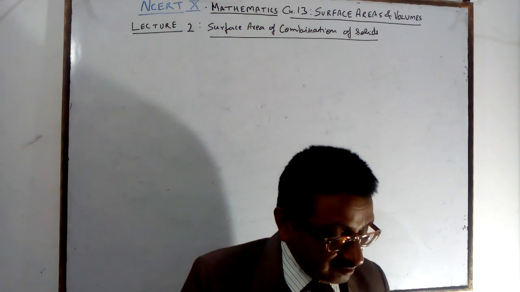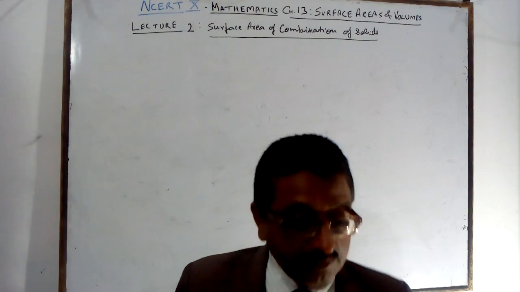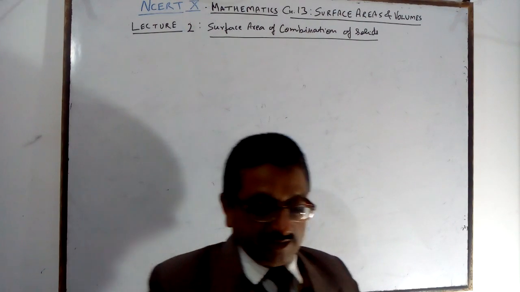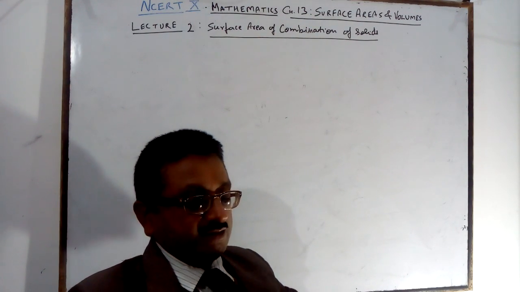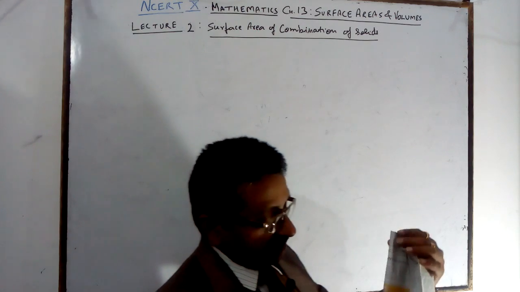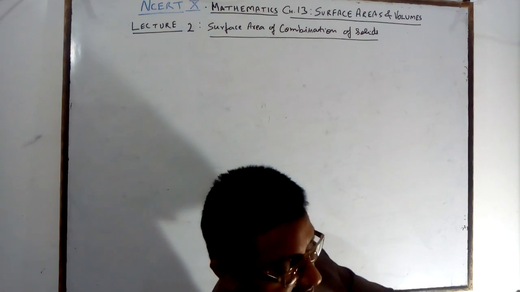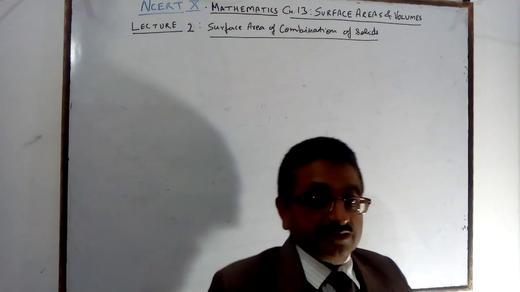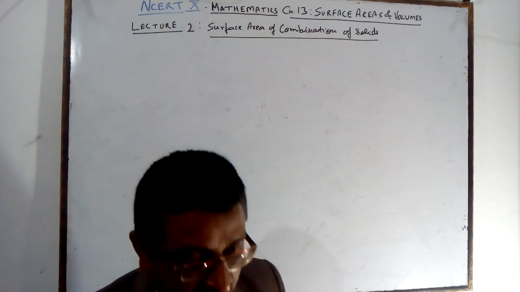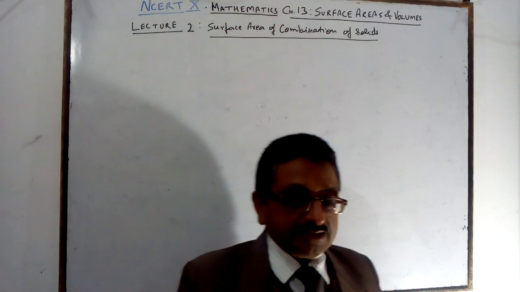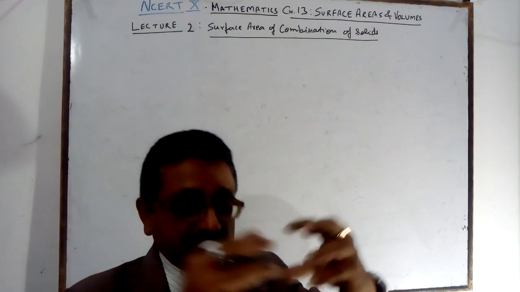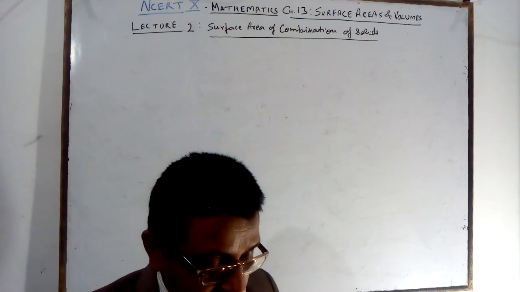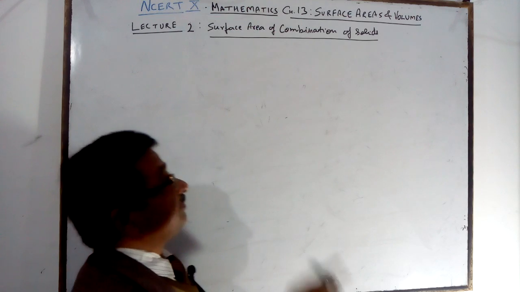So you can get a combination of figures when there is a cone mounted on a cylinder. Mounted means like this. Then you get a cylinder and a cone. Temples are like this. Medicine capsules, you are seeing, have two hemispherical bowls covering this. So that combination we will study here.